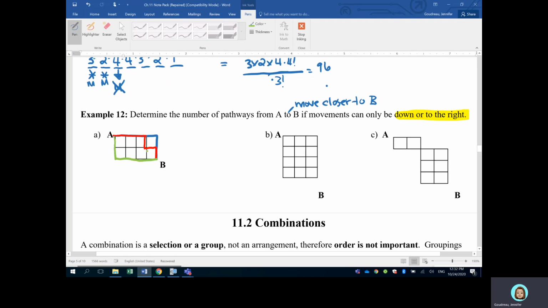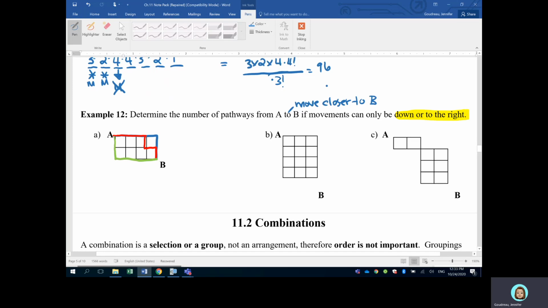Now, I can tell right away that's not going to be super efficient. I don't want to draw all the possible paths and then count them all up. So that's not a method that we're going to use. So here's what we're going to do instead. We're going to recognize that we can only move down and to the right.